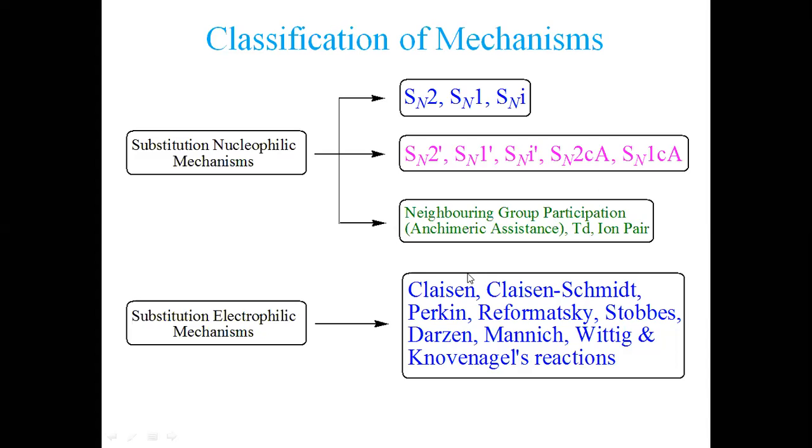So this is called Claisen, is the name of a scientist. Claisen and Schmidt both contributed here. Perkin, a name of a scientist. Reformatsky, this is also a name of a scientist. Stobbe, this is also a scientist name. Darzens, Mannich, Wittig, and Knoevenagel. All of these are the names of the scientists who varied the substrate and got different results. So we shall focus on this in much detail in upcoming lectures.